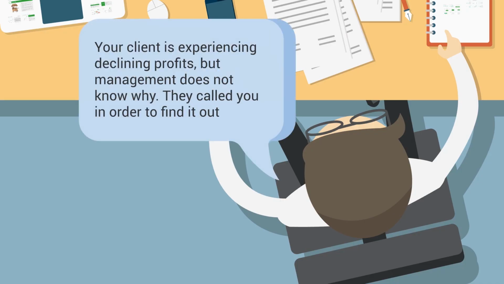Our next concept is the issue tree, which we will introduce through an example. Let's imagine that we have a case where the client has called us because they are experiencing declining profits but do not understand why.